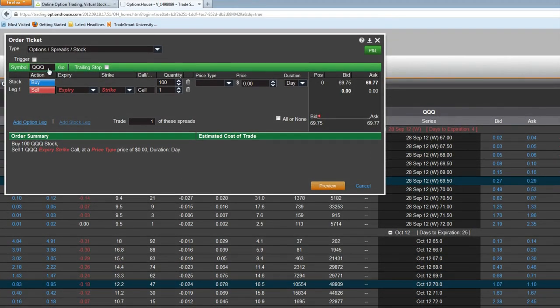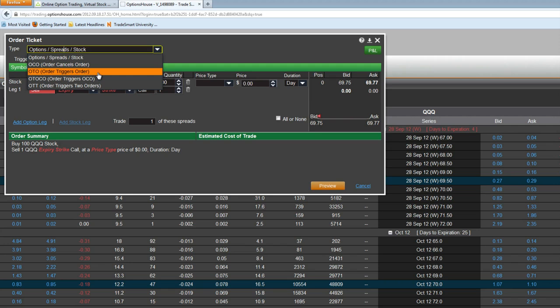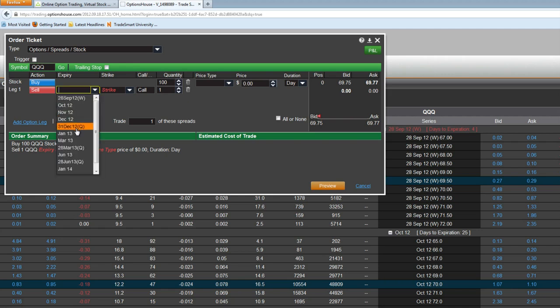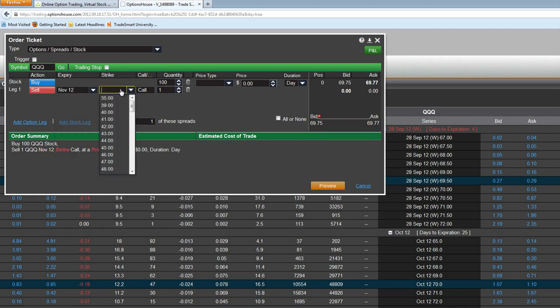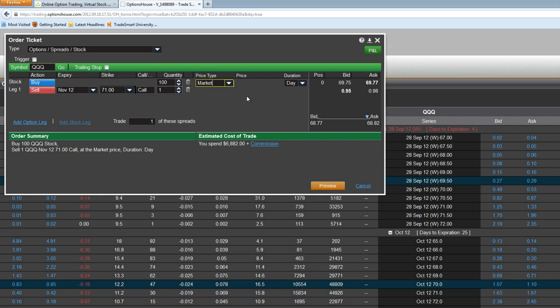If you did it all in one ticket, the one I just did was a one triggers order. Order triggers order. So when one order is filled, the next one. This one would actually be somewhat of a simultaneous, and I think it will let us do it. Some brokers let you do it on one ticket, some do not. So what we could do here, let's go down to our $71 call, and we'll do markets for all of it.